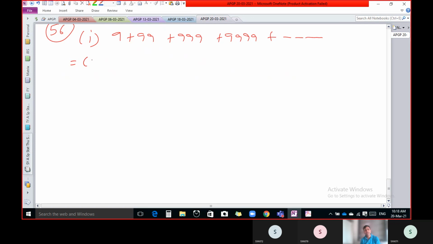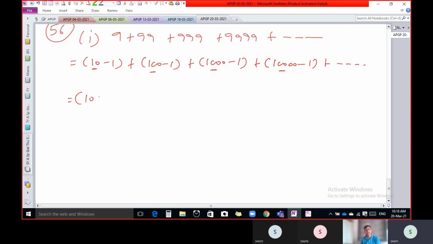Instead of 9, you can write 10 minus 1. Here instead of 99, you can write 100 minus 1. Here you can write 1000 minus 1. Here you can write 10,000 minus 1, like this. Now select the first term of each bracket. So it is 10 plus 100 plus 1000 plus 10,000 and so on. And now see the next term of each bracket. It is minus 1 minus 1 minus 1. You can take minus common. So we get 1 plus 1 plus 1 plus so on.